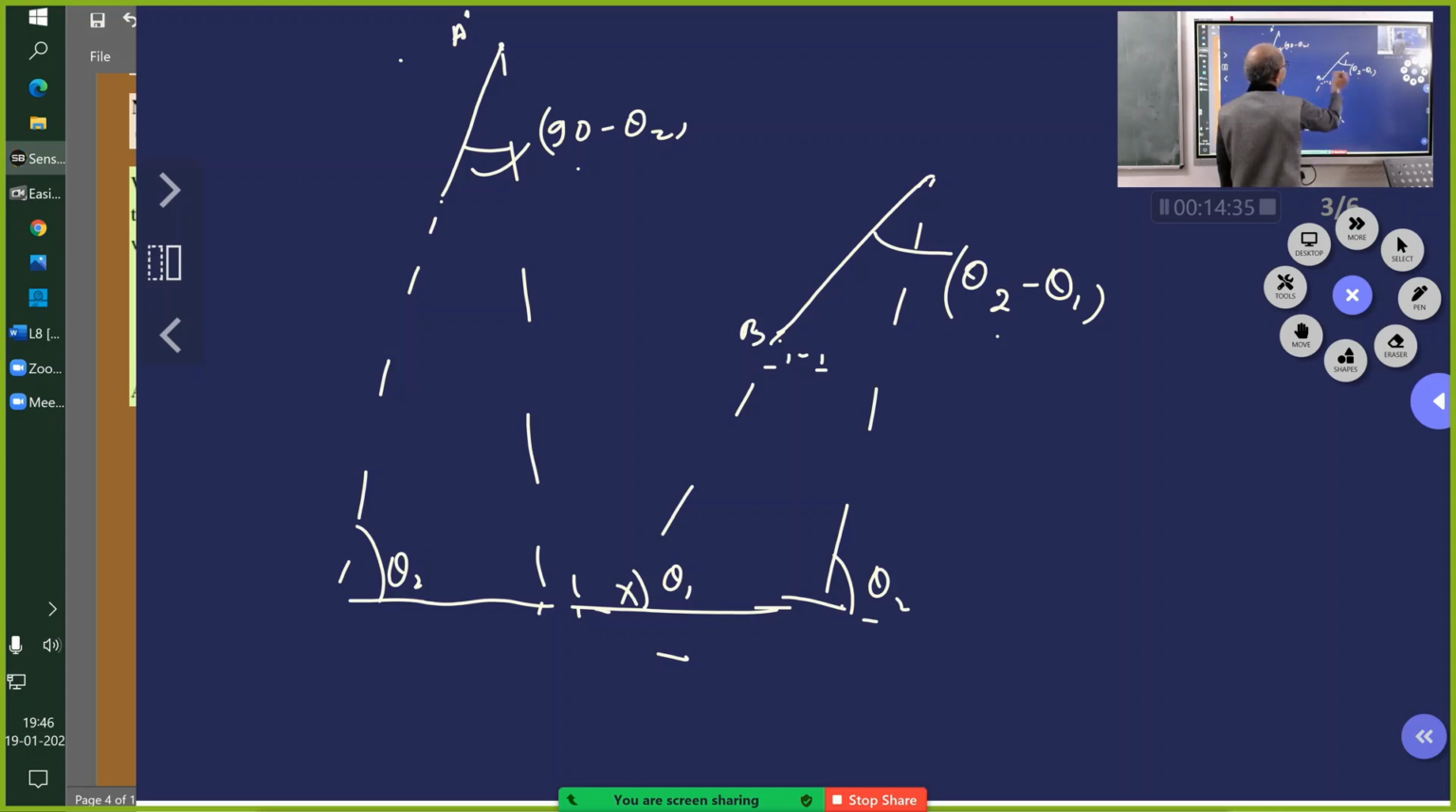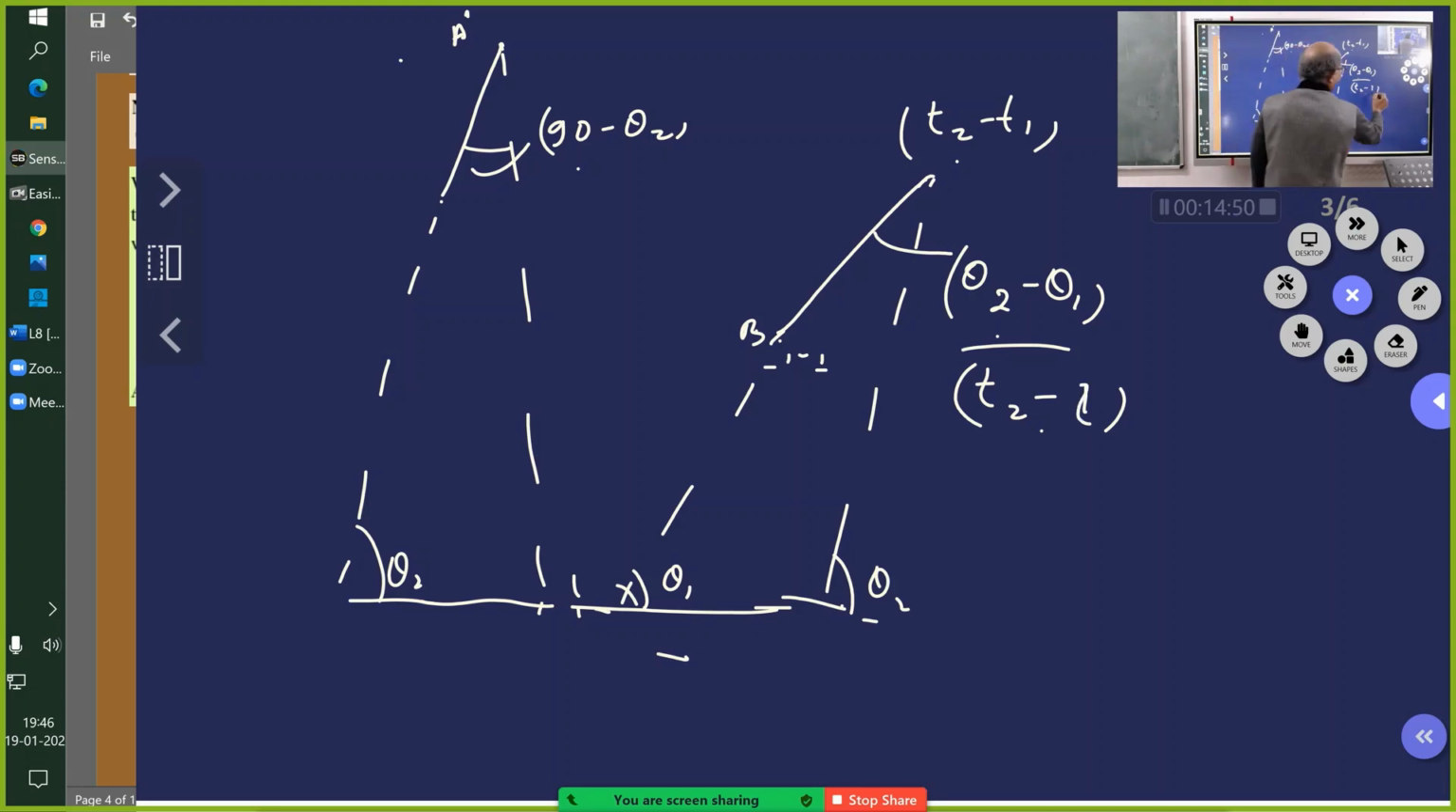So therefore, this has changed in time t2 minus t1. So the angular velocity is theta 2 minus theta 1 divided by t2 minus t1. And now what will this give me? This will give me omega of B with respect to A. Got it?